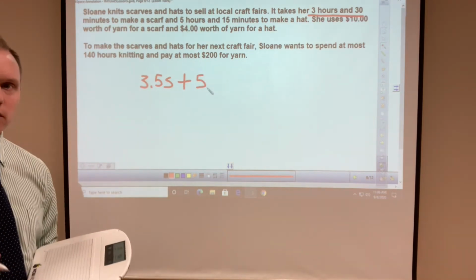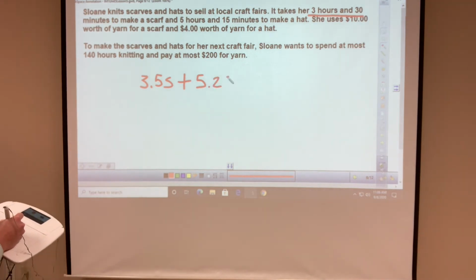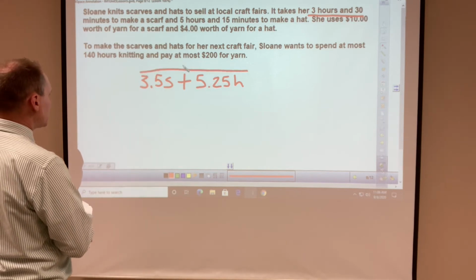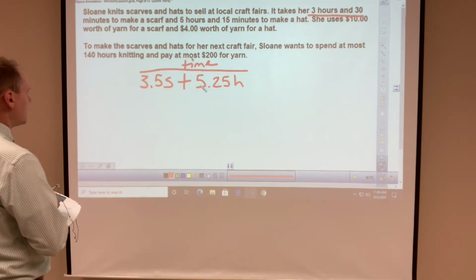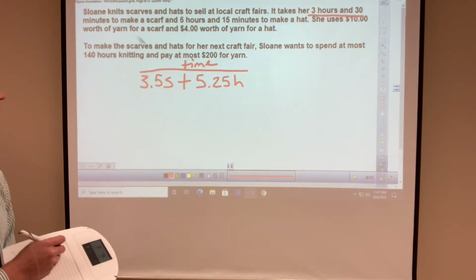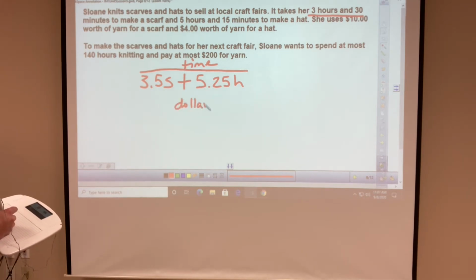15 minutes is actually a fourth of an hour. So 5.25h. Okay? So this is time. Then it says she uses $10 worth of yarn for a scarf and $4 worth of yarn for a hat. So if we talk about dollars or cost, $10 per scarf plus $4 per hat.